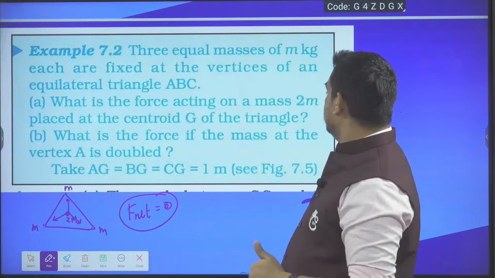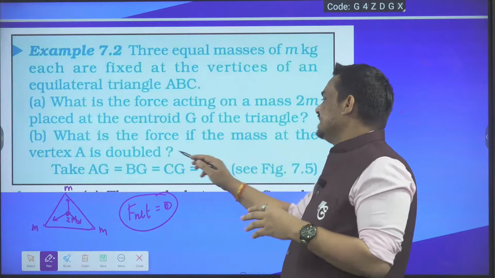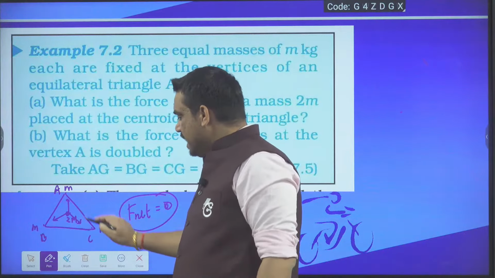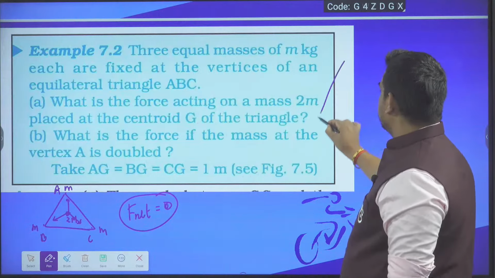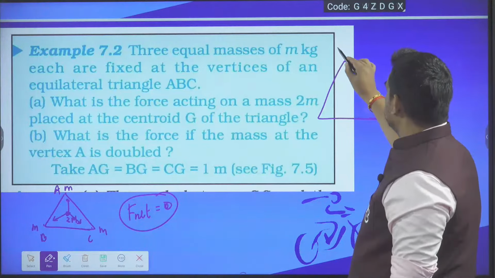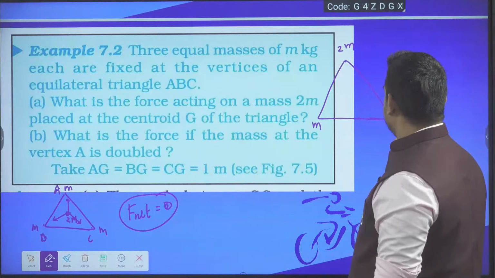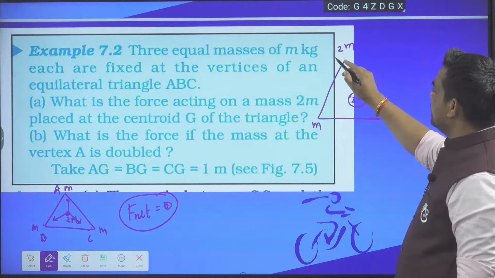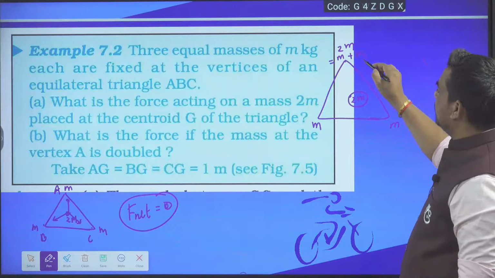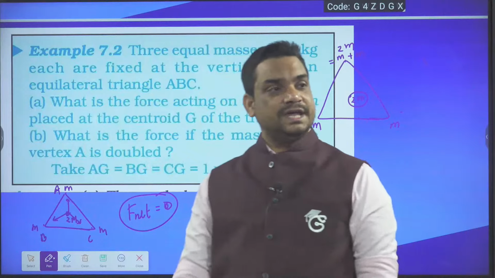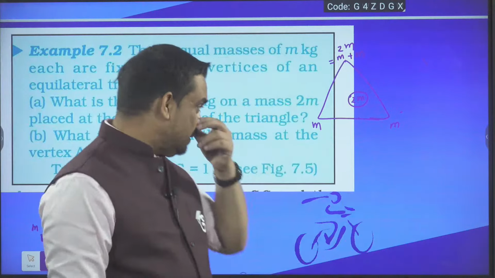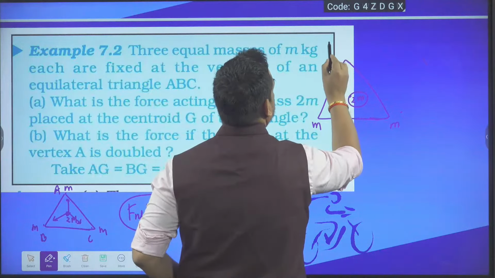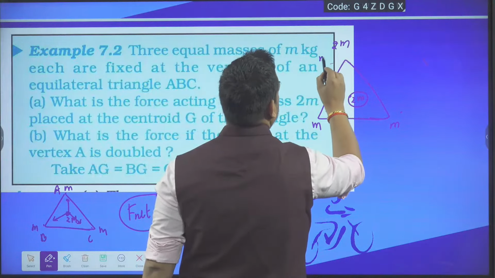Now what they are doing in the next question: what is the force if the mass at the vertex A is doubled? This is the vertex A, B, C, as given in the name. So we get the diagram like this, where this becomes 2m, this is m, this is m. Now we can read this 2m as m plus m. Earlier m was there, but now it is 2m, so I'm reading 2m as m plus m.